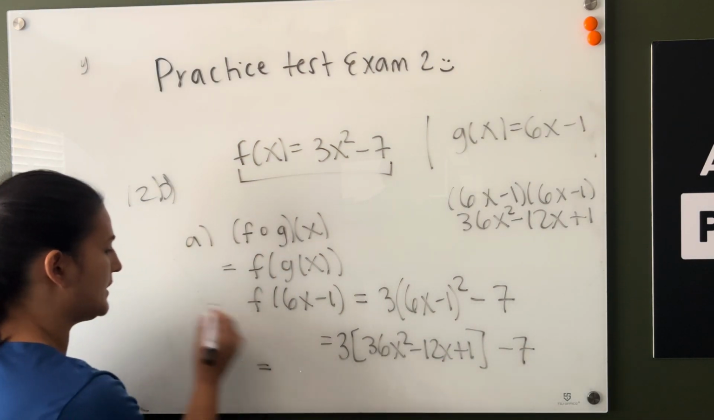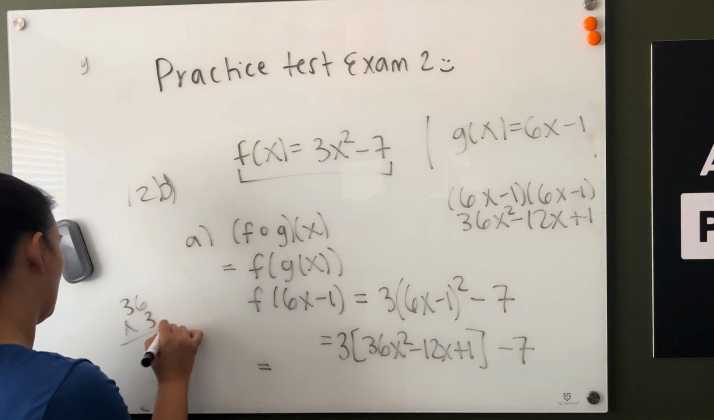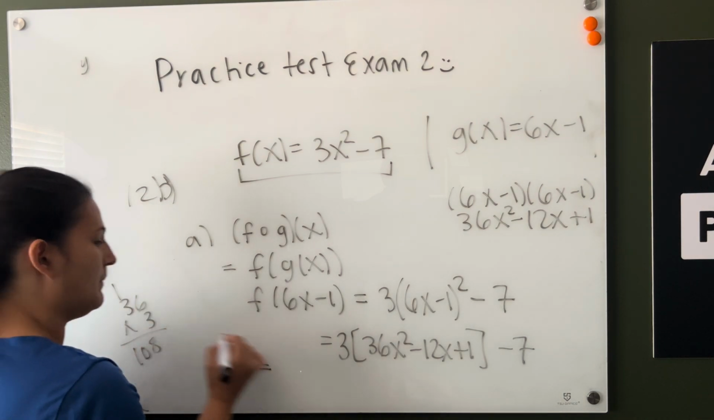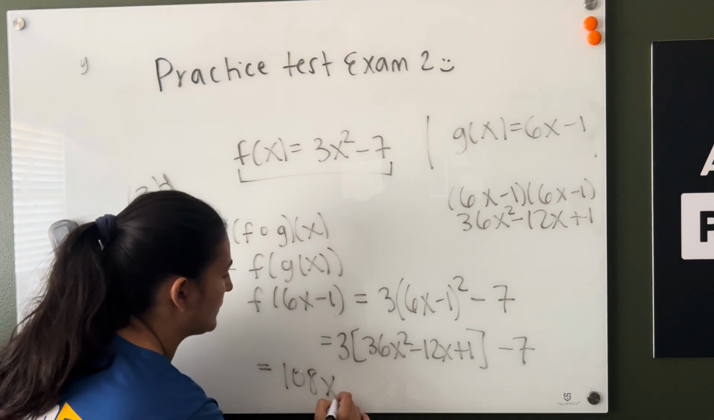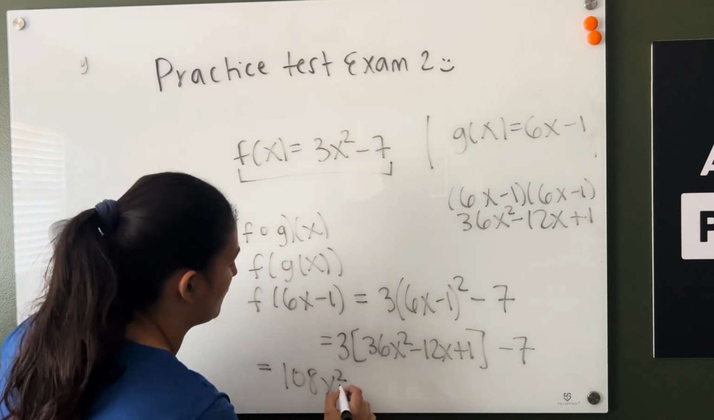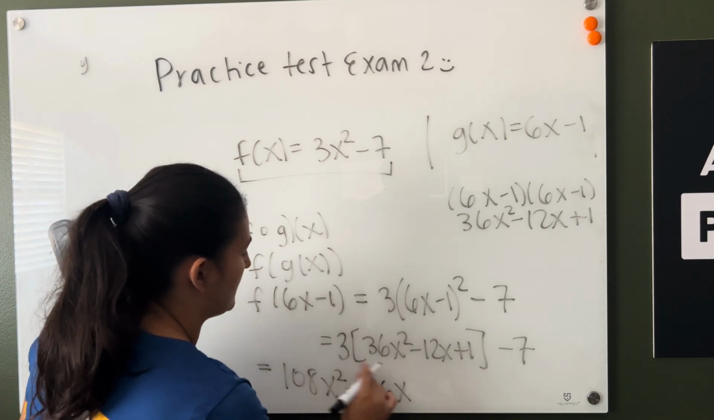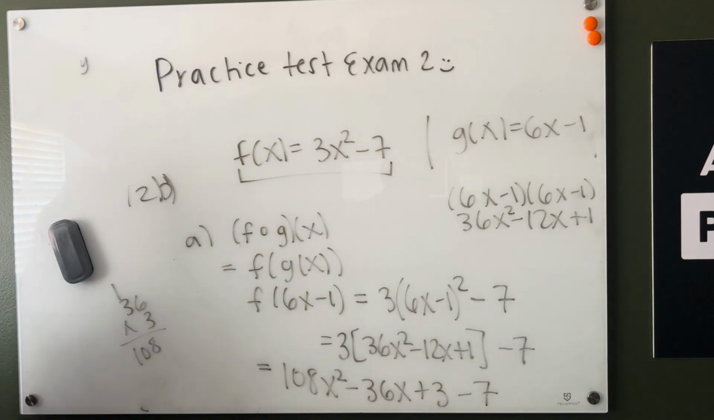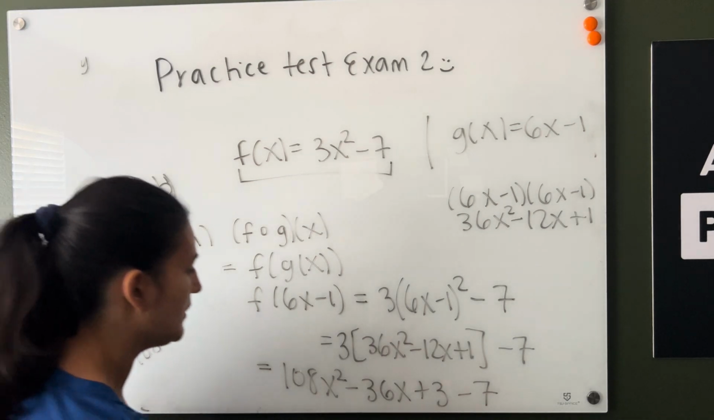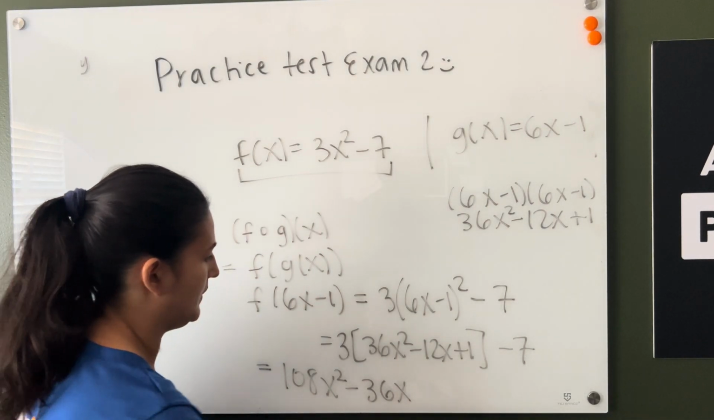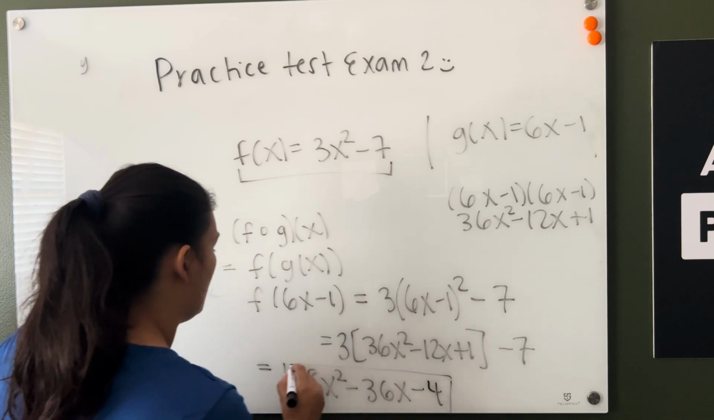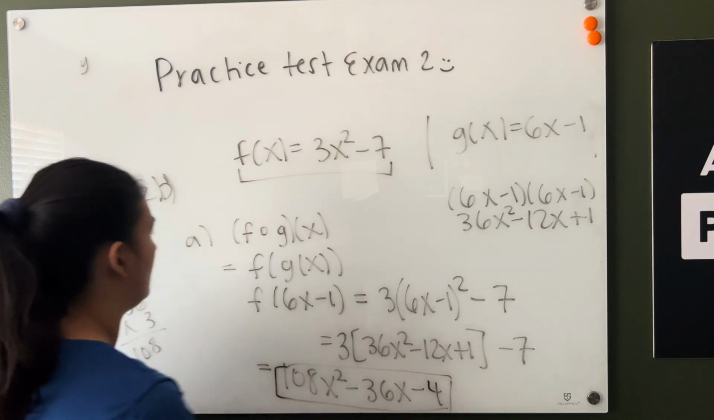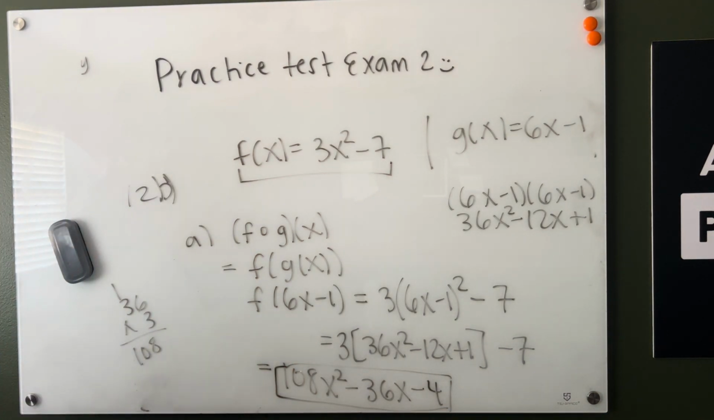So this is gonna be 36 times 3, 108. That's 108x squared. 3 times negative 12 is negative 36x, and 3 times 1 is 3, right? Now I have what I need. I can subtract 7 from the 3, because those are both just regular numbers. And of course, 3 minus 7 is negative 4, right? So this would be your answer for part A, f of g of x.